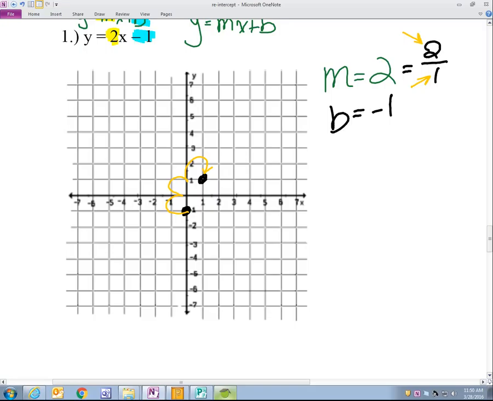Yes, ma'am? So every time, do you put m in an improper fraction to know where you graph? I would recommend putting m in an improper fraction, exactly. Yep.